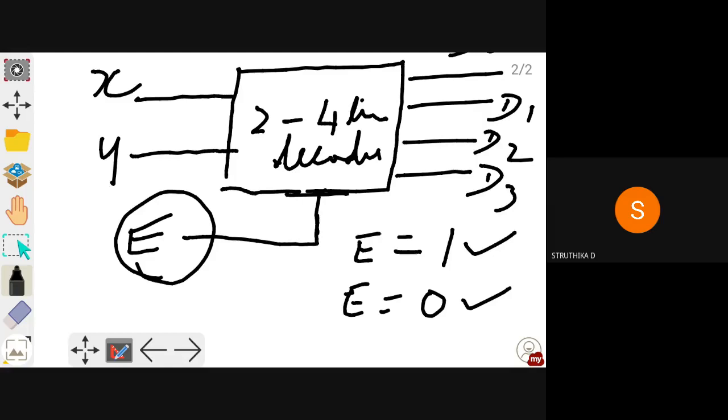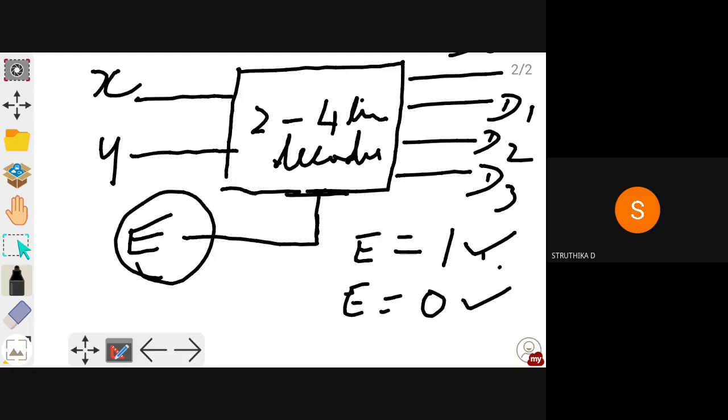So why are we using the enable input, the third input? In the next topic, we will see how to expand the decoder to a higher level of decoder. That is, we will design a higher level decoder using lower level decoders. So for that purpose we will be using the enable input. So you are going to study the decoder with enable input.